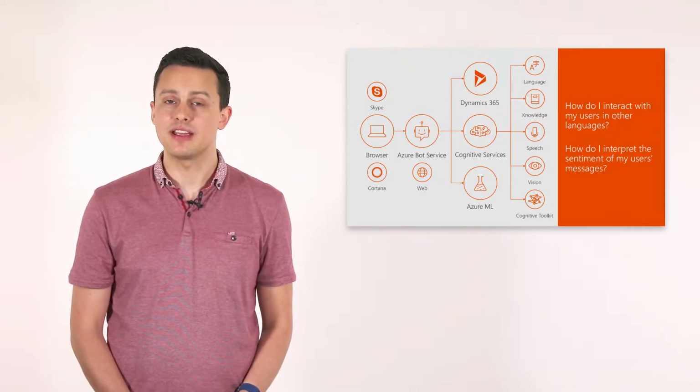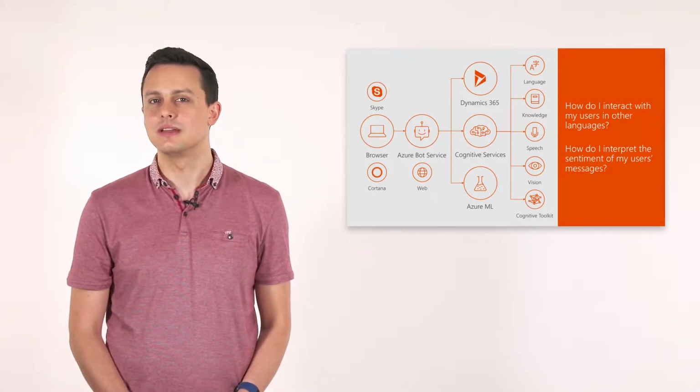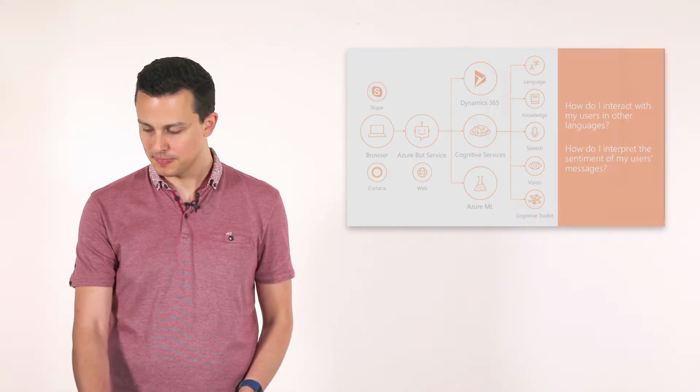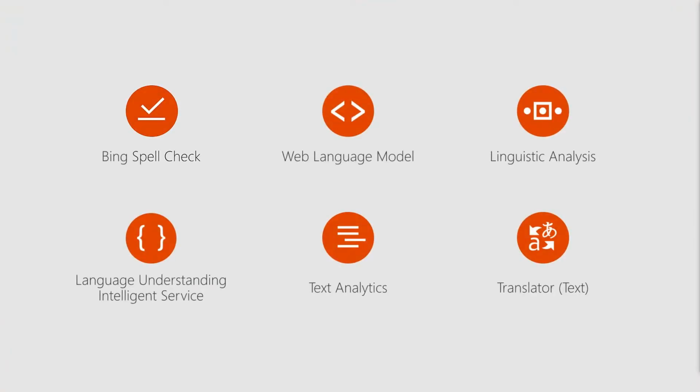As you might recall, at the very end of the Litware demo, we actually showed how we could detect a negative sentiment and escalate that to a customer service representative. Within the Cognitive Services language family, there are 6 technologies that we're going to look at. We've already taken a look at LUIS, or the Language Understanding Intelligence Service. We're going to look at the remaining 5 in this module. And we're going to start by looking at the Bing Spell Check service.